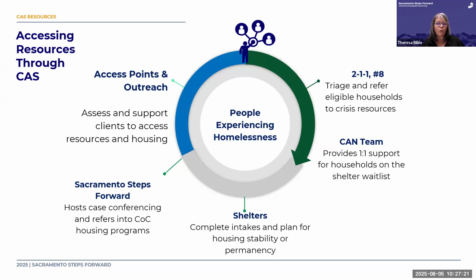At Sacramento Steps Forward, we host case conferencing and refer into the COC housing programs. So those clients that are currently on the housing wait list get discussed at case conferencing and get referred into those housing programs. Next, like I said, our goal is to have access and support to clients so that they have the ability to access those resources and housing. And that's what we hope to gain when we're able to open up those access points so that clients have that option of calling 211 or being able to walk in themselves to an access point. Next slide.